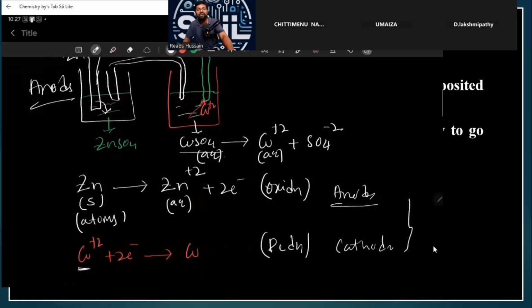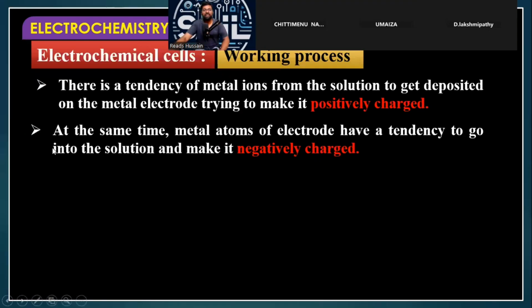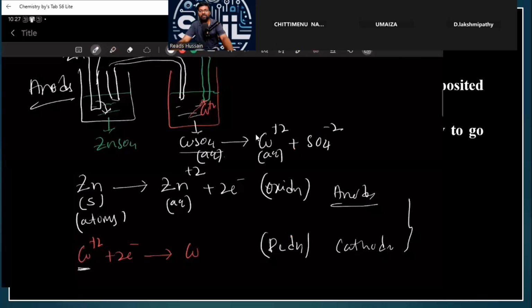Now you try to understand. See here, there is a tendency of metal ions, here metal ions meaning Zn+2 ions or Cu+2 ions, from the solution to get deposited on the metal electrode, trying to make it positively charged. Right? This statement relates to what I said here. Cu+2 ions getting accumulated over the surface of this copper rod, and this copper rod obviously becomes positively charged.